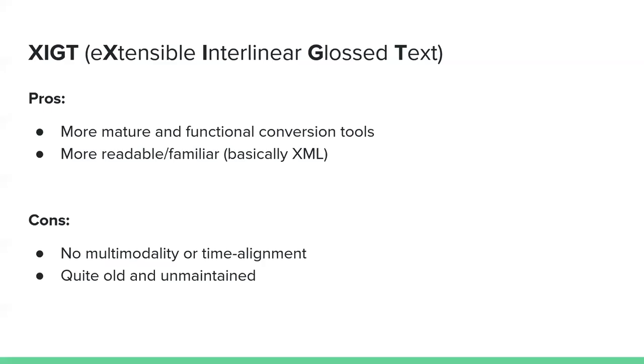So next, I will talk about the converters that are available. First, we have XIGT, which stands for Extensible Interlinear Gloss Text. This one is quite old, but the pros of it are that it is more mature, and the conversion tools are better functional. The format that is used is basically XML, so it is fairly readable and familiar for most programmers to work with.